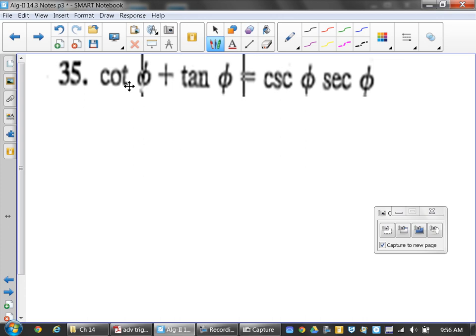One of the dead giveaways, or an idea of something to do, is to notice that if your left side has addition and your right side has multiplication, in order to make that work, there had to have been some common denominator done. So let's rewrite cotangent and tangent in terms of sines and cosines. Since they're not squared, it's probably our best bet. Cotangent becomes cosine over sine plus sine over cosine. We all right on that? Yep. What would be the common denominator?